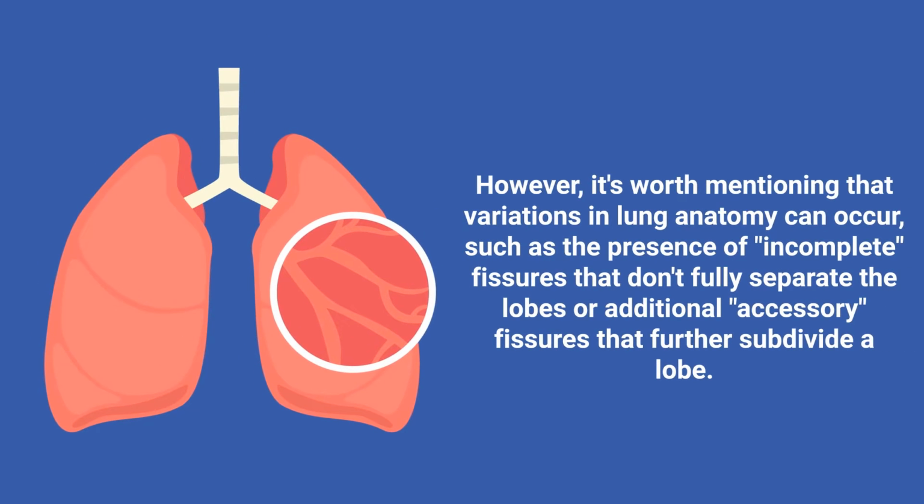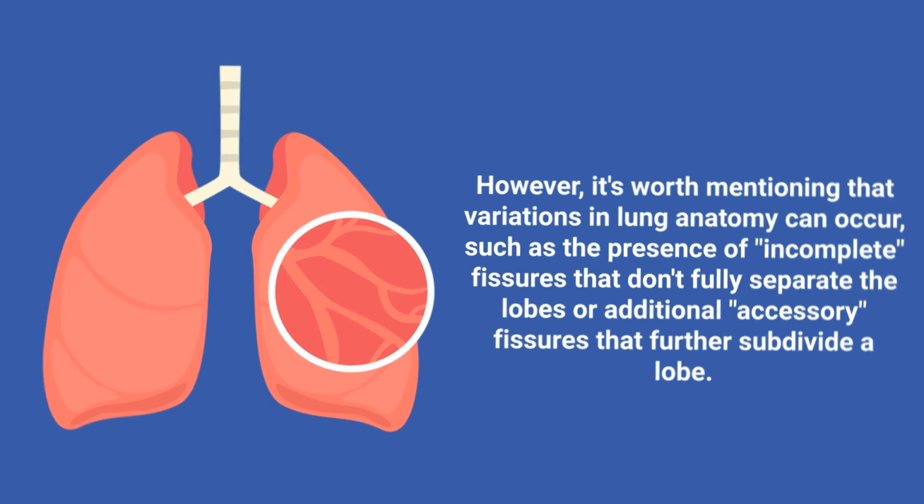However, it's worth mentioning that variations in lung anatomy can occur, such as the presence of incomplete fissures that don't fully separate the lobes, or additional accessory fissures that further subdivide a lobe.